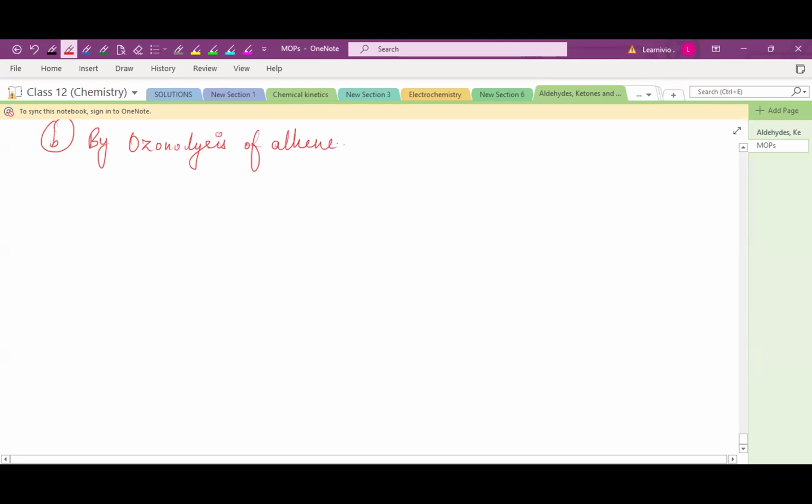What are you supposed to do? We have to do the ozonolysis of alkene. Okay, so write down here what happens. Alkene reacts with, you know very well, ozonolysis में हम क्या use करते हैं? Ozone, O3. So when alkene reacts with ozone gas, it will first form ozonide, right?